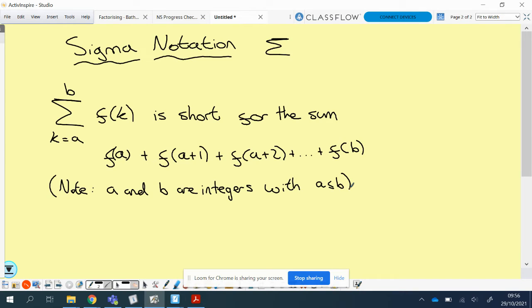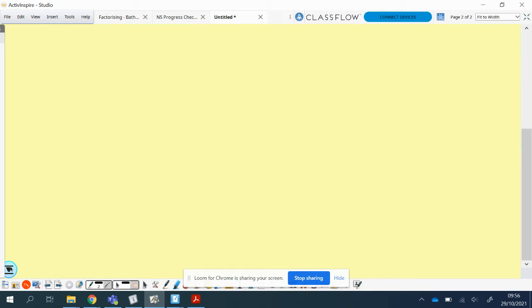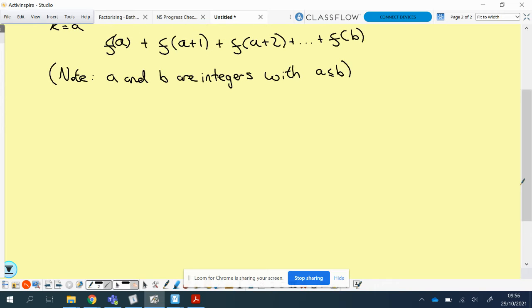So we'll look at a few examples, just to highlight how this works. Okay, so example 1. We're going to find the sum of when k equals 1 up to 4 of the function 2k plus 5. So that means I'm going to start off by putting k equals 1 into this function, then k equals 2, k equals 3, k equals 4, one at a time, stop at 4, and add them up as I go.